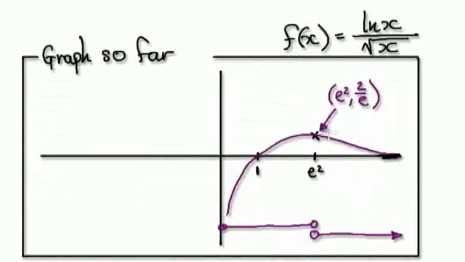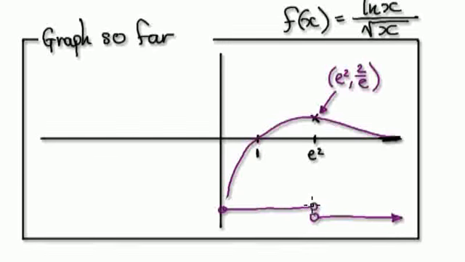Now we've got to consider the intervals. So let's consider the intervals in this region here and then in this region here. In this region here, looking at our graph, it should be positive, and then here it should be negative.